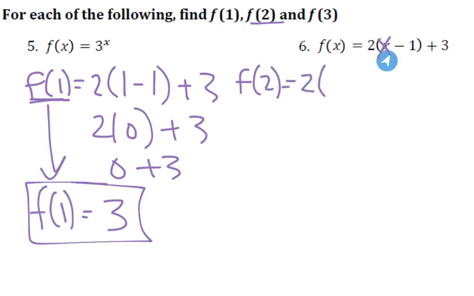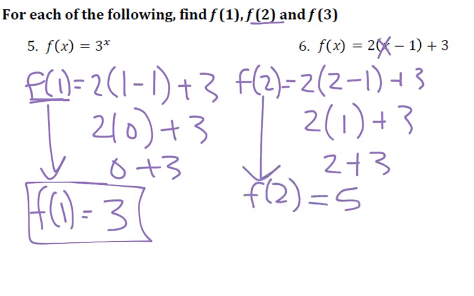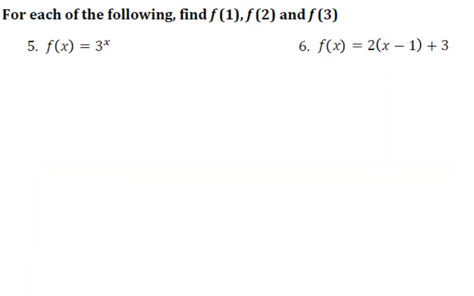In that place where x is, that's where we're substituting in our number. So 2 minus 1 is 1. 2 times 1 is 2. 2 plus 3 gives us 5. So f of 2 equals 5. Once again, the input and the output. You give me a 2, I give you back a 5 according to this. Okay, now we just do f of 3.